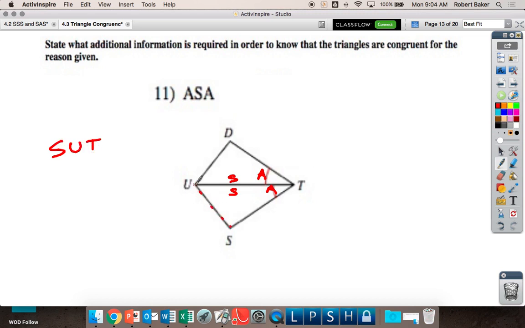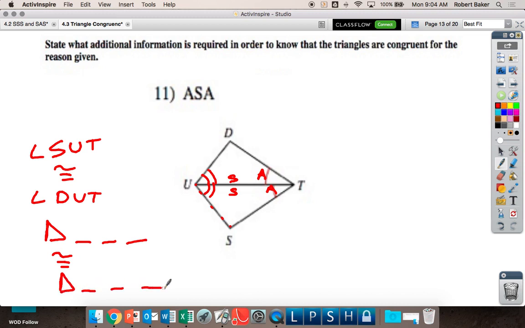SUT goes like this. That's this angle right here. DUT goes right here. Now here's going to be the toughest thing that we do all day. You need to state the two triangles that are congruent to each other. You must say triangle this is congruent to triangle that.